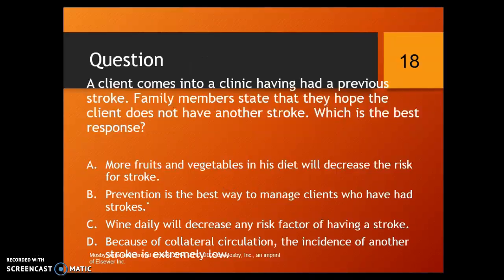So a question for you all. A client comes to a clinic having had a previous stroke. Family members state that they hope the client does not have another stroke. Which is the best response? A, more fruits and vegetables in his diet will decrease the risk for stroke. B, prevention is the best way to manage clients who have had strokes. C, daily wine will decrease any risk factor of having a stroke. Or D, because of collateral circulation, the incidence of another stroke is extremely low.